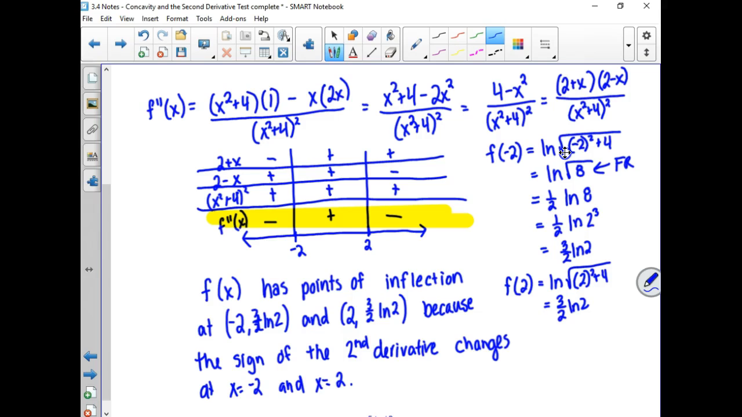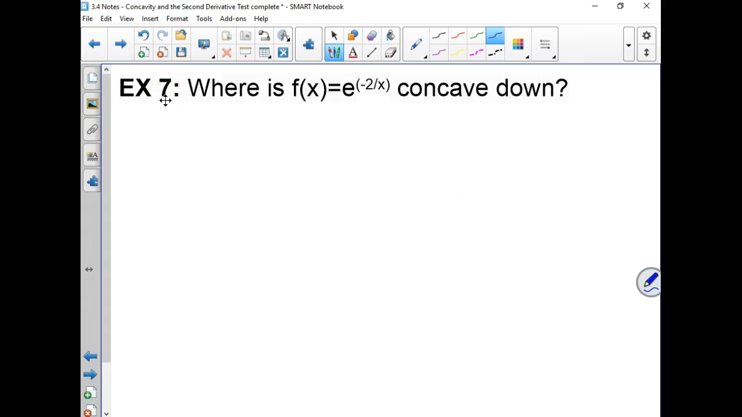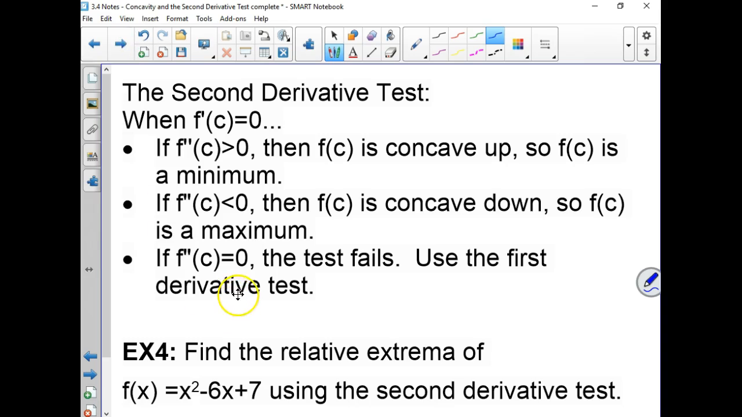All right, questions? All right, we are going to skip example 7 because I'm afraid we're going to run out of time, and I want to make sure we get to the second derivative test. So we'll come back to it if we get time.